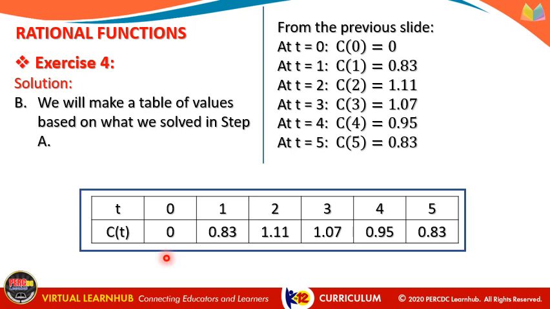Initially, as time goes on, the concentration increases. Makikita naman natin, 0. Tapos umakyat, 0.83. Tapos umakyat, 1.11. So initially, the concentration increases. However, it will now start to decrease. So makikita natin yon na between time 2 at time 3, bababa na yung concentration. So, 1.11, magiging 1.07 na, and tuloy-tuloy na siyang bumababa.